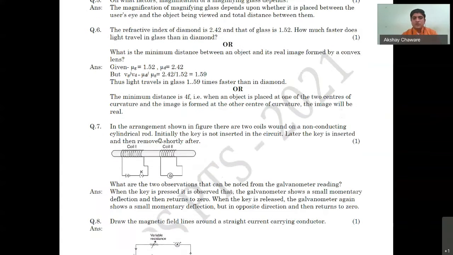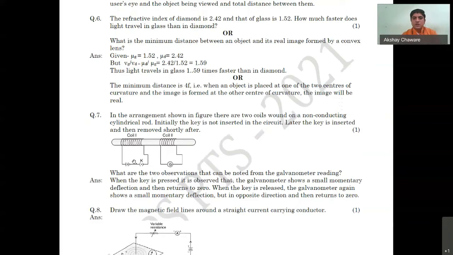And question number 7: coil 1 is the primary coil, coil 2 is a secondary coil, and we have to write the observations of the galvanometer. So the observations are like this: when the key is pressed, the current flows through coil 1, and due to the presence of current in coil 1, the magnetic field is induced in coil 2. That is the main concept.